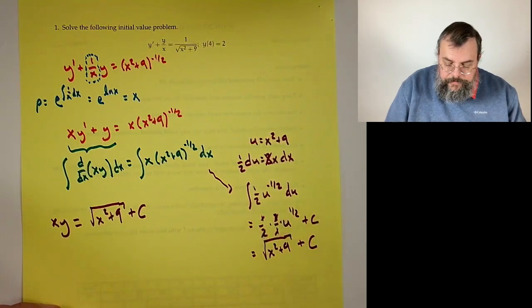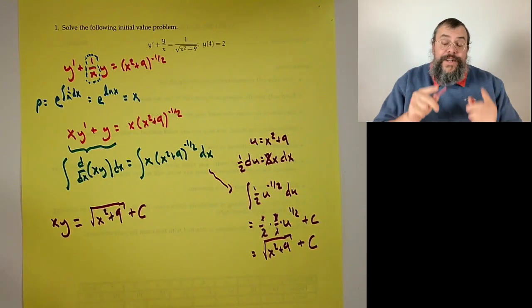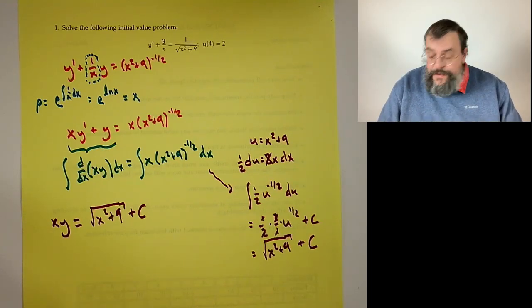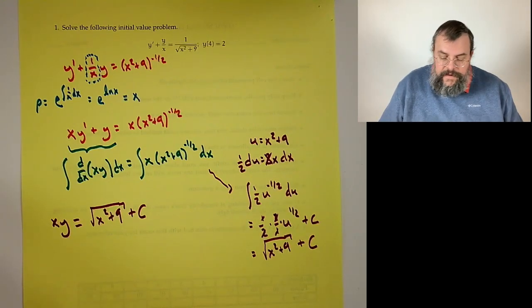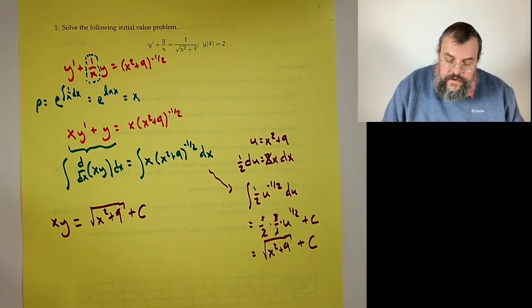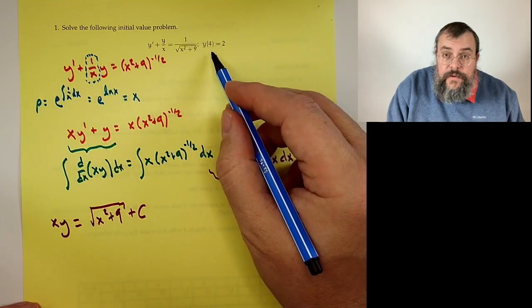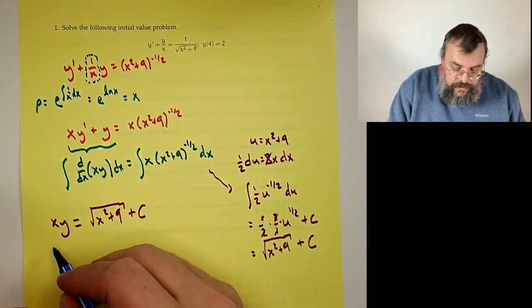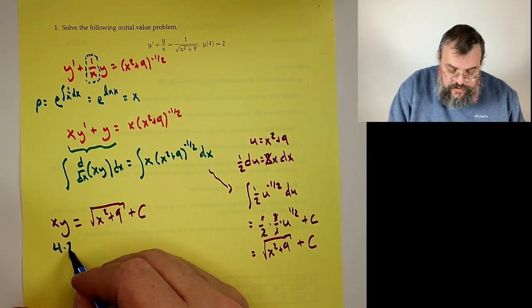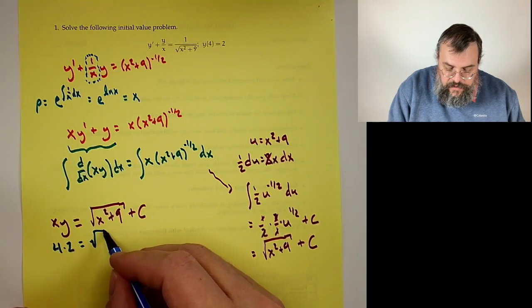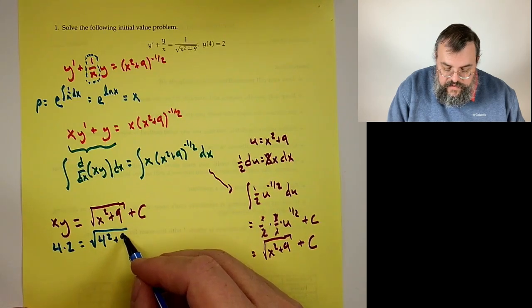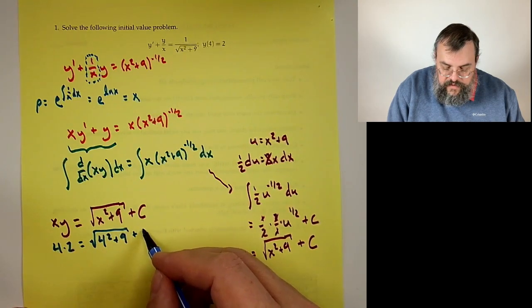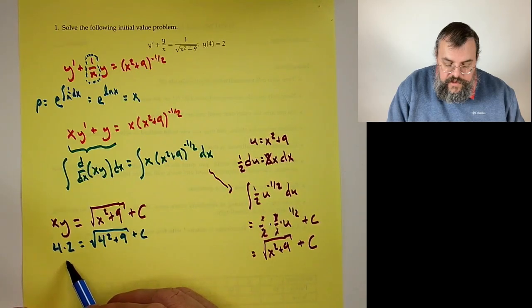plus c. Now, there's an initial condition, y of 4 equals 2. So let's use that to help us solve for what c should be. Notice this really says x equals 4, y equals 2. So we'll get 4 times 2 is equal to the square root of 4 squared plus 9 plus c. Well, 4 times 2 is 8.